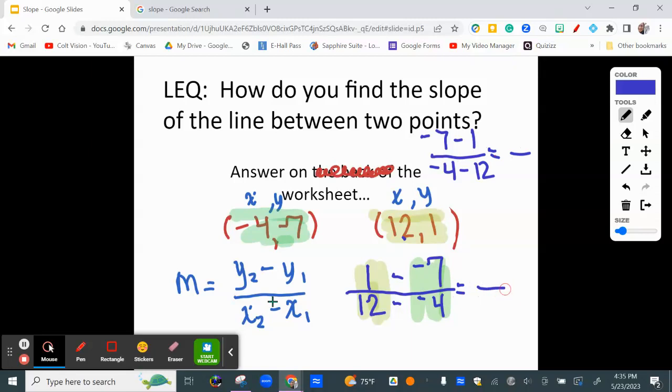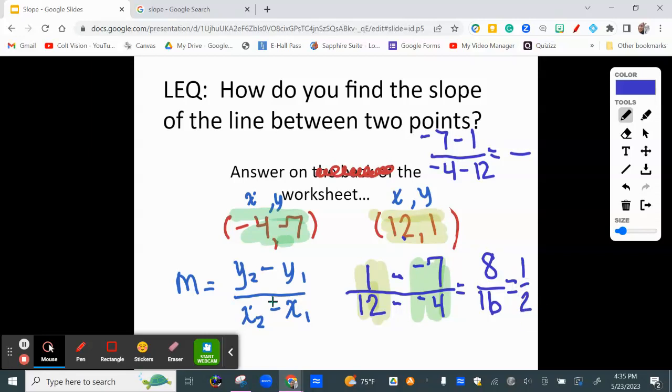You don't have to always do it twice, but you're not listening to me. You're just watching, so you don't know this, but you don't actually have to do it twice. Okay, so I'm going to do top minus top over bottom minus bottom. So 1 minus negative 7. Keep, change, change. 1 minus negative 7 is actually 1 plus 7, so the answer is 8. On the bottom, 12 minus negative 4. Keep, change, change. 12 plus 4 is 16. So I get 8 over 16, and I can simplify and make this 1/2.